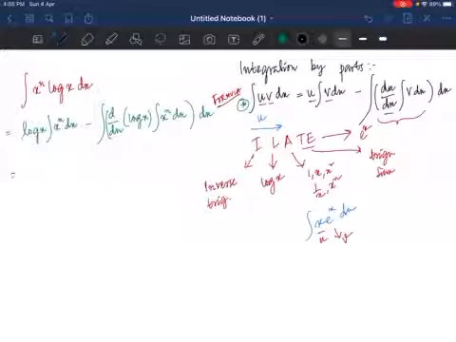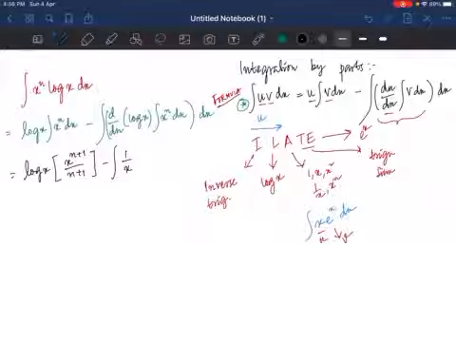So what do you get? This one is log x, and integration of x to the power n is a general formula, given by x to the power n plus 1 divided by n plus 1. When we integrate, the powers increase, and when we differentiate, the powers decrease. Minus differentiation of log x is 1 by x. So we have 1 by x in here, and the same integration formula will apply in here, x to the power n plus 1 divided by n plus 1 dx. This is what we have.